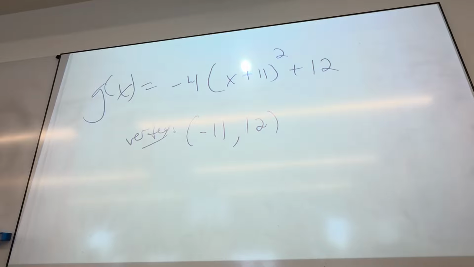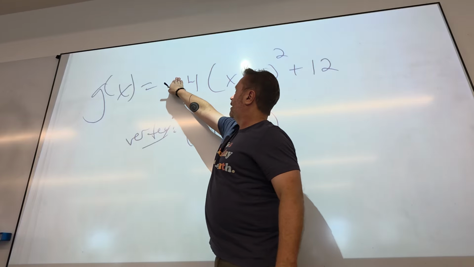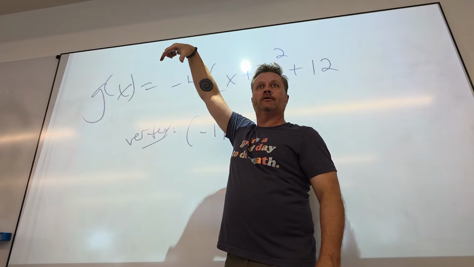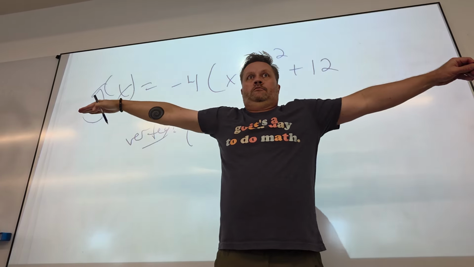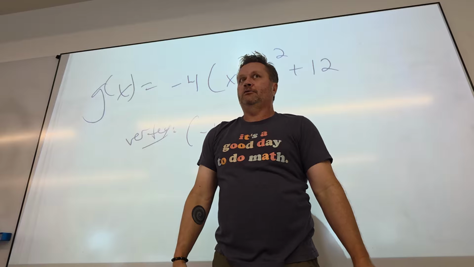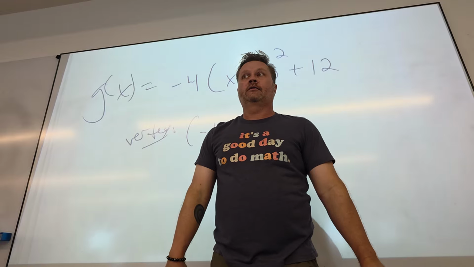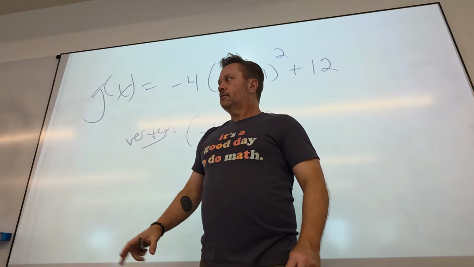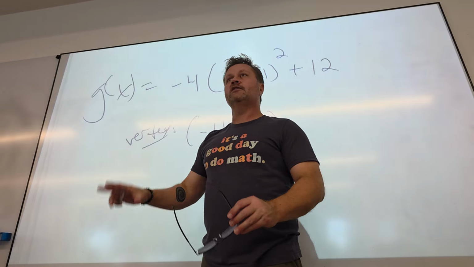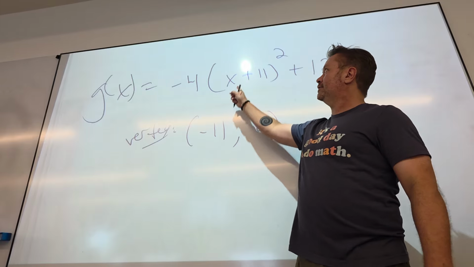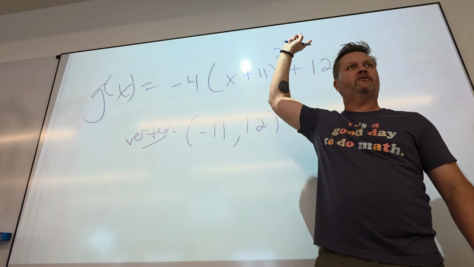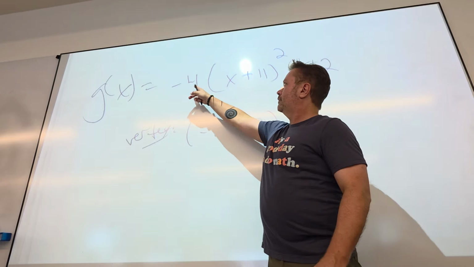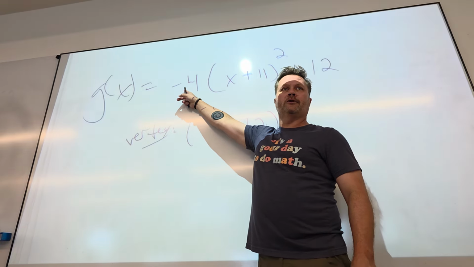So did this change that at all? What's the only thing that would do? That would flip it. So now it's opening down, yes? And that would make it really skinny. It would make it go down fast. It would stretch it, right? You guys with me? That has nothing to do with what the vertex is, because it just cares how much it moved left and right, how much it moved up and down.